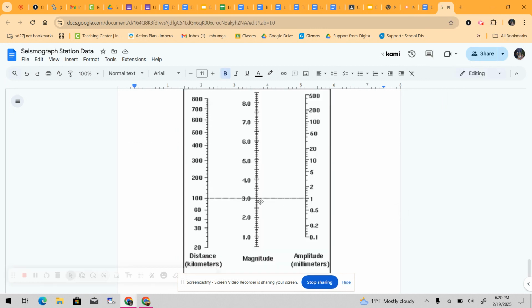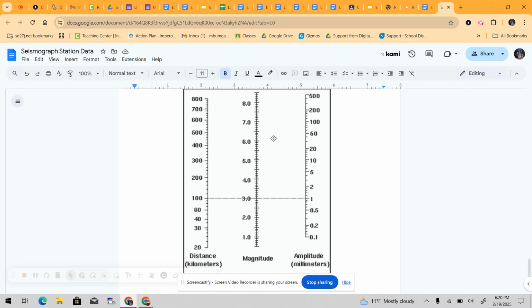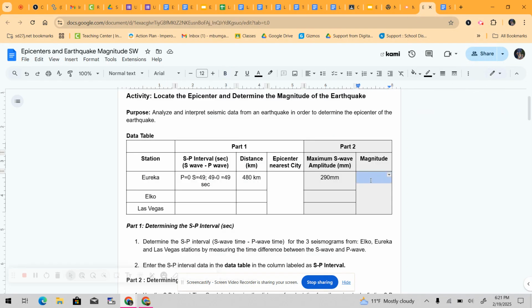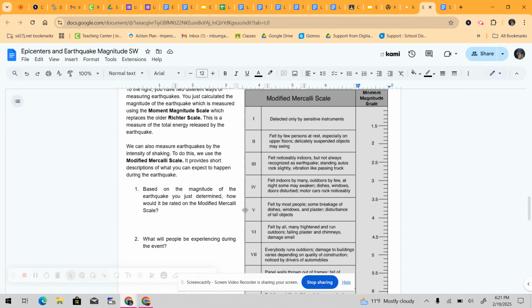Once you do, you're going to find where all three cross on this line, and you can write your answer here. If for whatever reason you have one or two that do not cross at the same spot, you probably made a mistake and you need to go back and check your work. Okay? Once you're done with your magnitude, you have everything you need to help you answer questions about the MMI scale. So that's question 1 and 2 here.